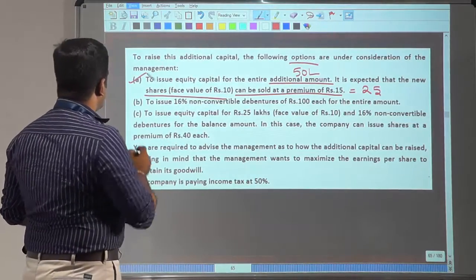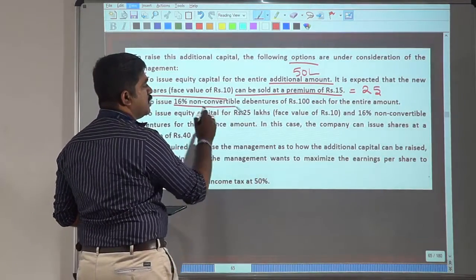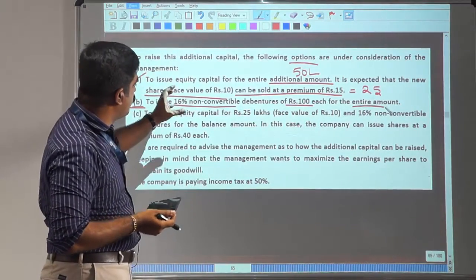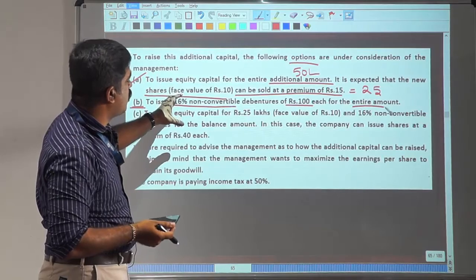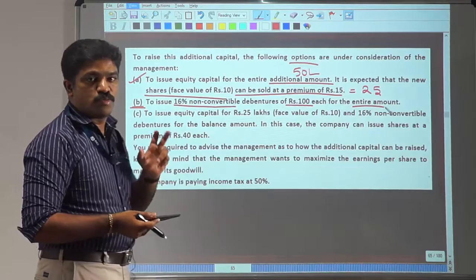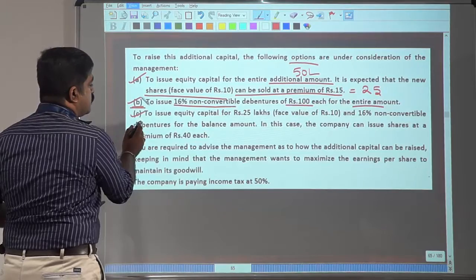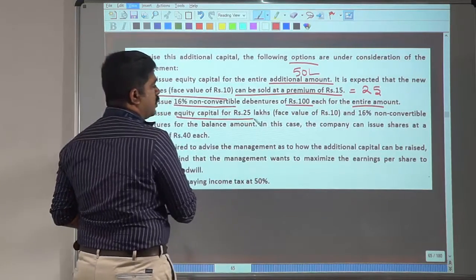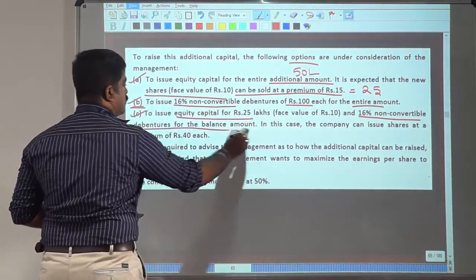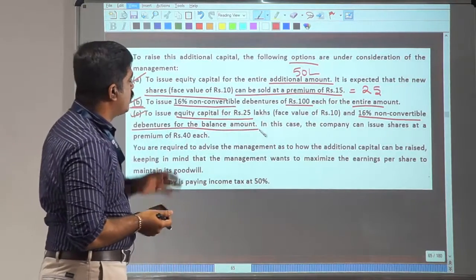Then we'll discuss option 2. They are going to issue 16% non-convertible debentures of rupees 100 for the entire amount. So that entire 50 lakh is going to be raised in the form of a non-convertible debenture. When they raise non-convertible debentures, they have to pay interest. So please don't forget it. Okay. And the third option is they are going to go for hybrid. They will issue equity share capital of 25 lakh and 16% non-convertible debenture for the balance amount. So 25 lakhs and the balance amount 25 lakh, they are going for debenture.